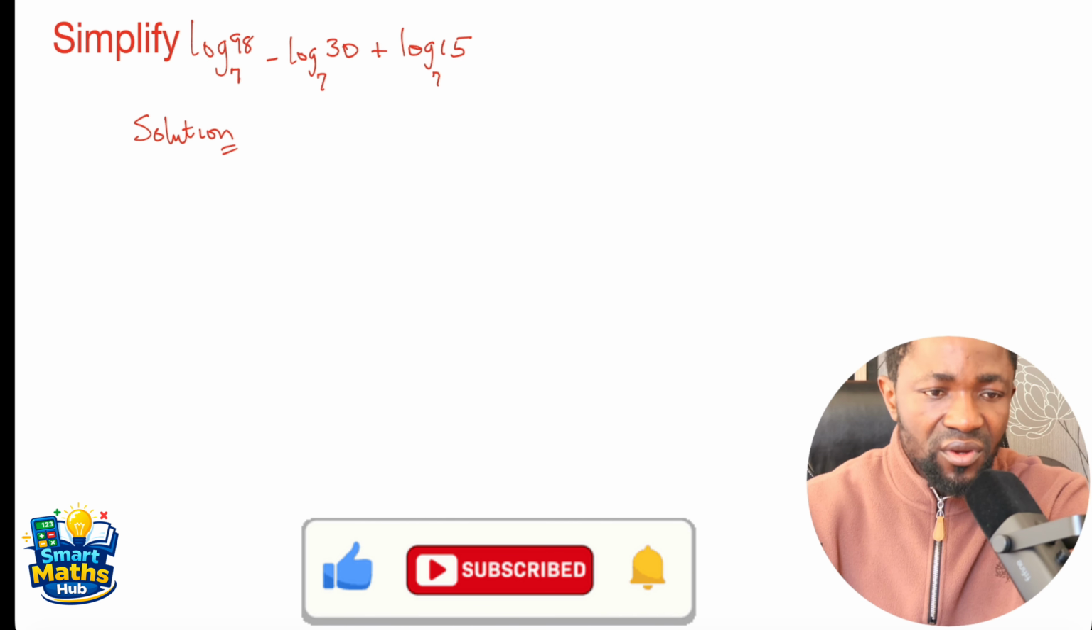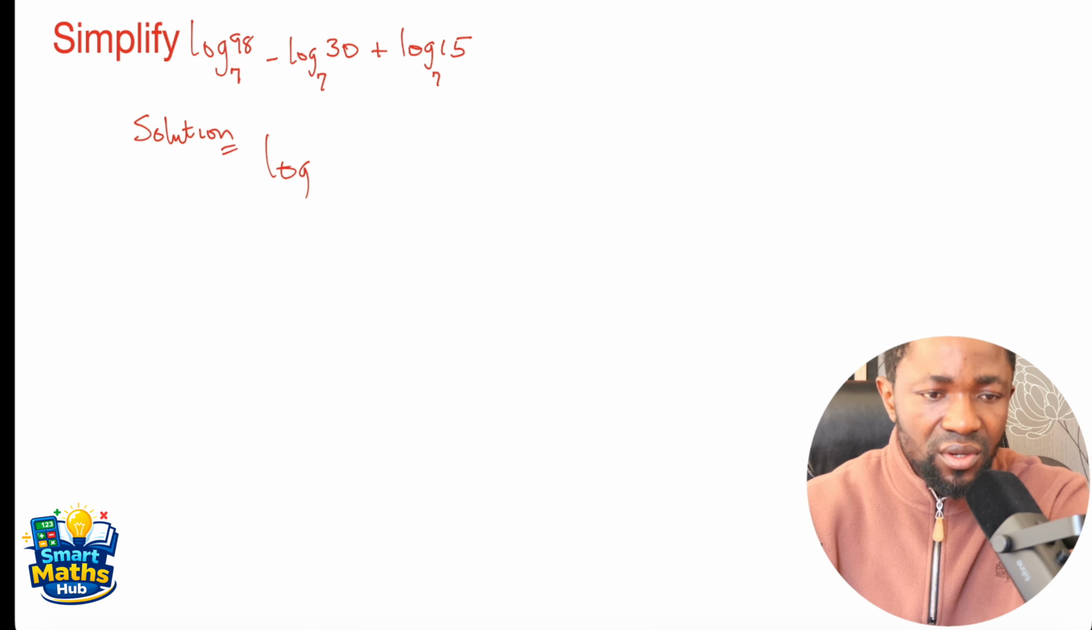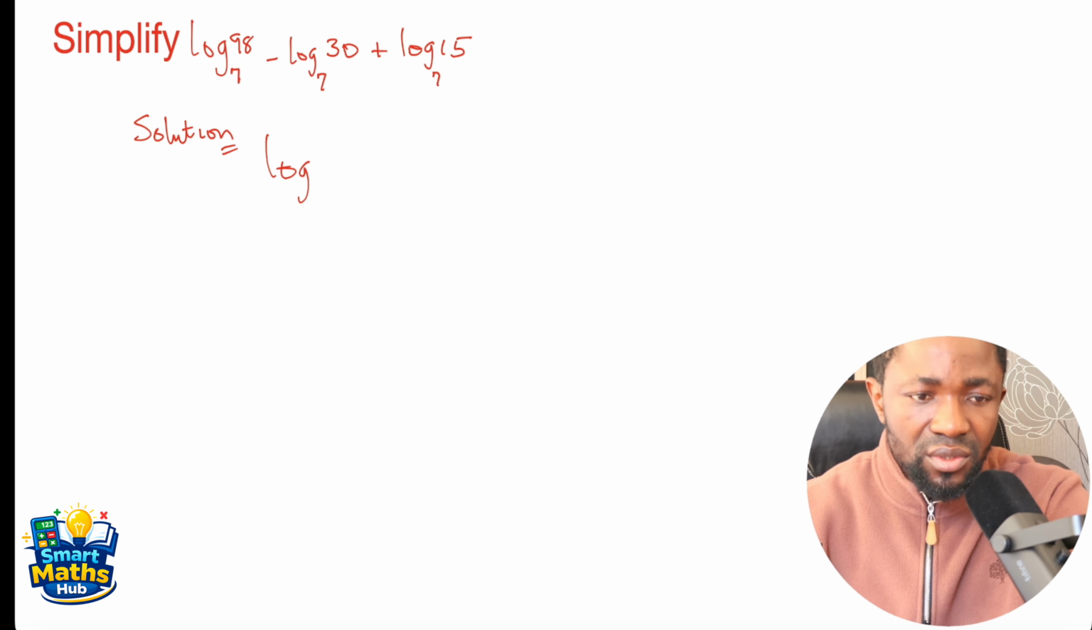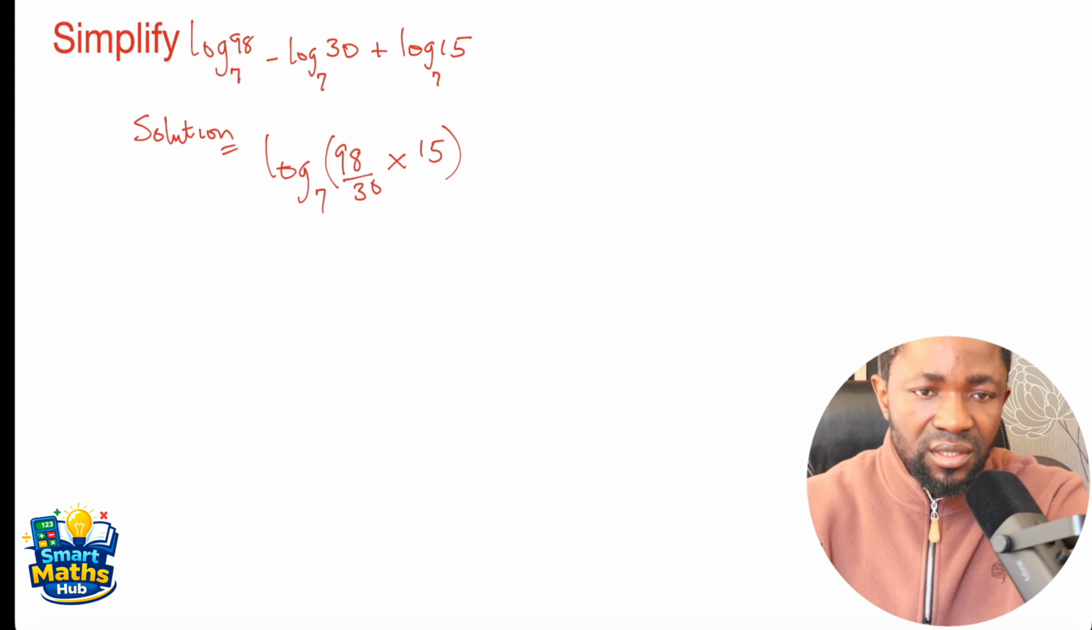So you write log base 7, then open your bracket. This is 98 divided by 30, then multiply by 15, close your bracket. Let me write it big.